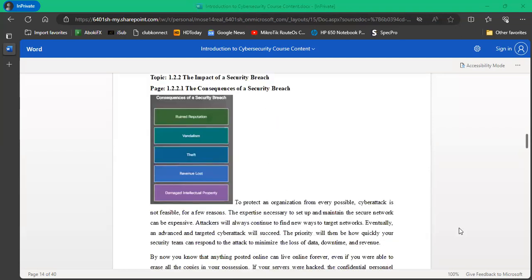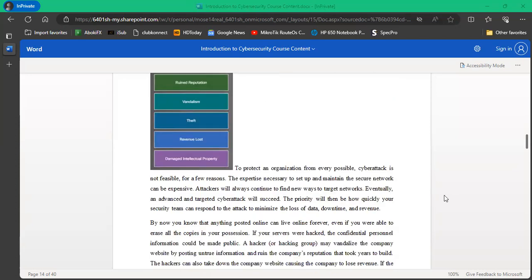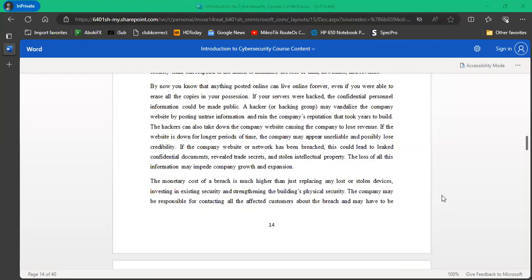Now, the impact of security breach and the consequences of the security breach. To protect an organization from every possible cyber attack is not feasible for a few reasons. The expertise necessary to set up and maintain a secure network can be expensive, and attackers will always continue to find new ways to target networks. And eventually, an advanced and targeted cyber attack will succeed. So the priority will then be how quickly your security team can respond to the attack to minimize the loss of data, downtime, and revenue.